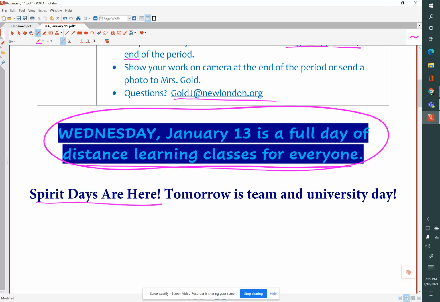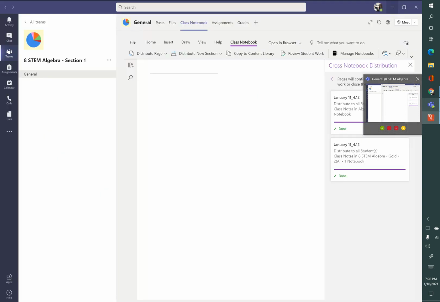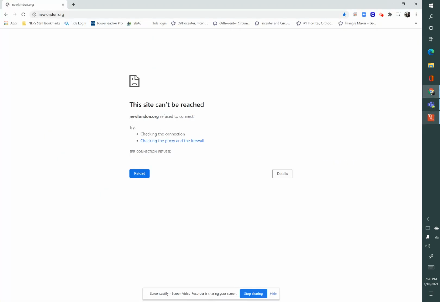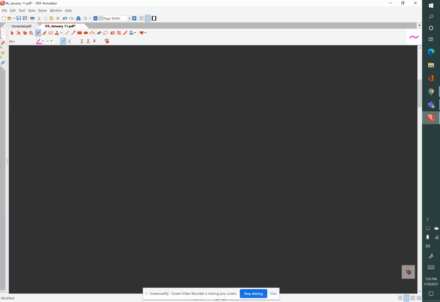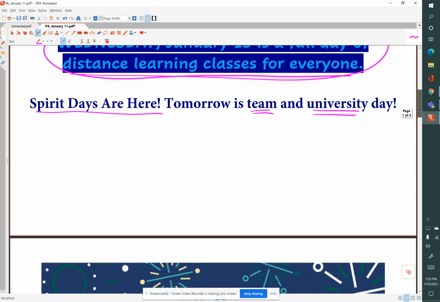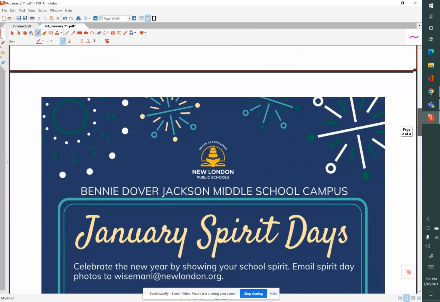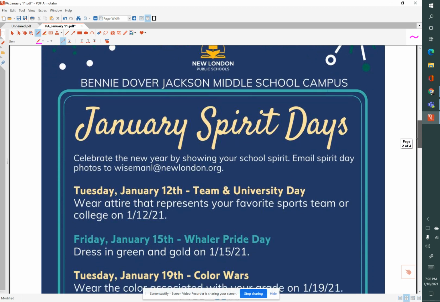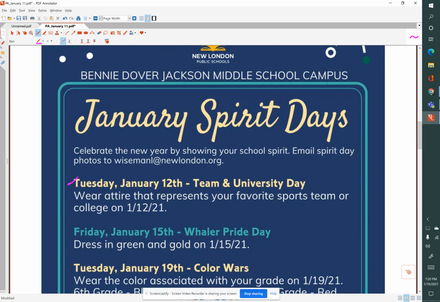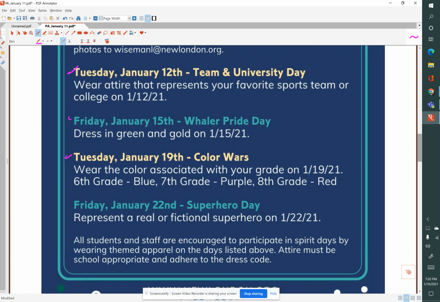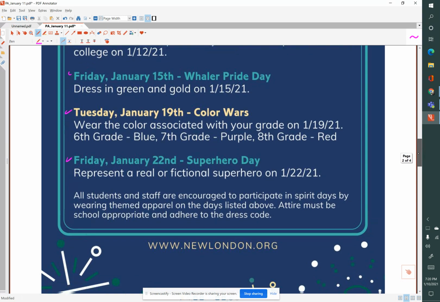Spirit days are here, and tomorrow is team and university day. So if you have a university or a sports team that you support, then you can go ahead and wear those colors. And here is the flyer about our spirit days that are coming up. This is tomorrow. Then we've got Friday, January 15th, and Tuesday, January 19th, and Friday, January 22nd, which we finish up with Superhero Day.